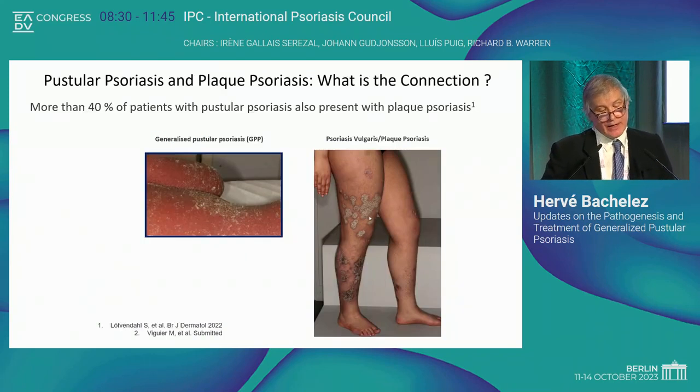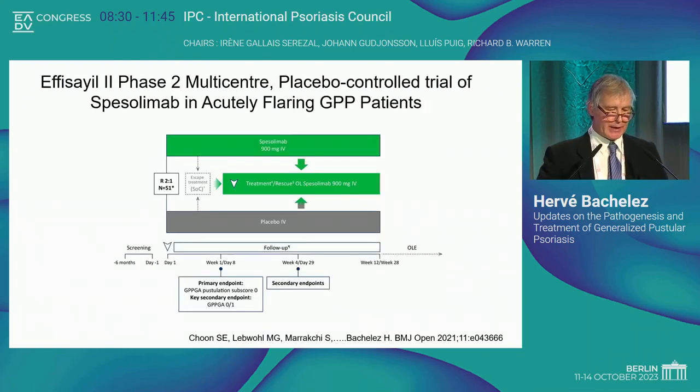And again, more than 40% of the patients with pustular psoriasis also have concomitant plaque psoriasis. So what is the connection? We don't know. We suspect there is another genetic determinant. It's not CARD14 because it's quite marginal at the population level. It's not IL-36RN. There should be some other genotypic determinant responsible for that.